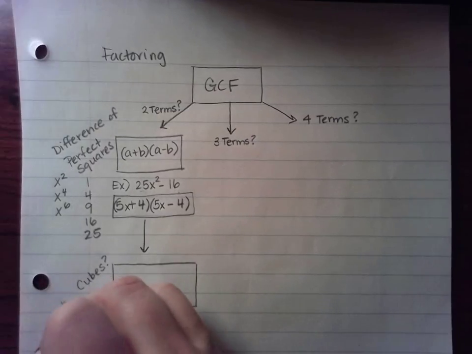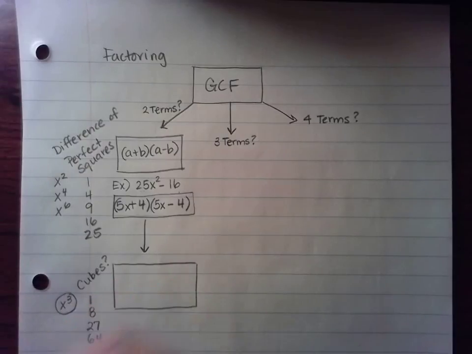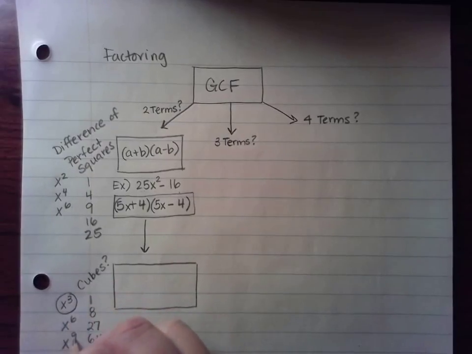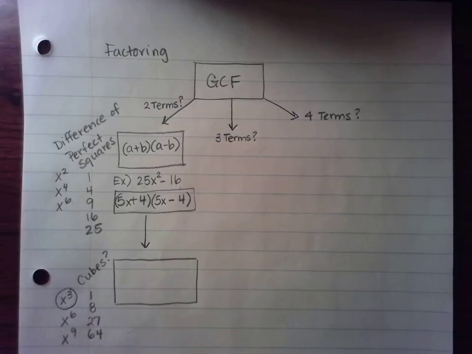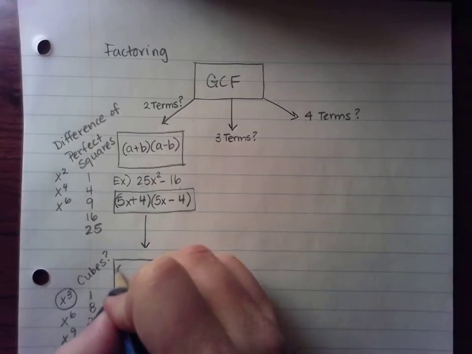And then for variables, it would be x cubed. This is the most popular one. Or you could have x to the 6th or x to the 9th. Basically, multiples of 3 for the exponent. When you take the cube root for a variable, you just divide the exponent by 3. So this has 2 possibilities.